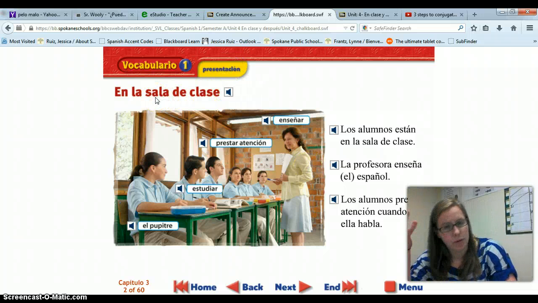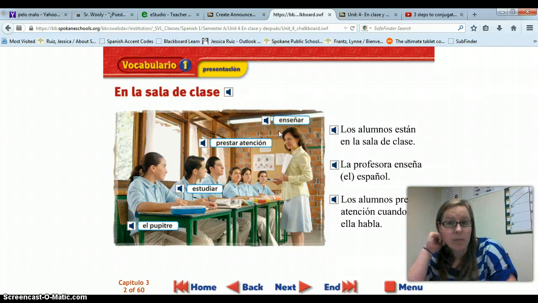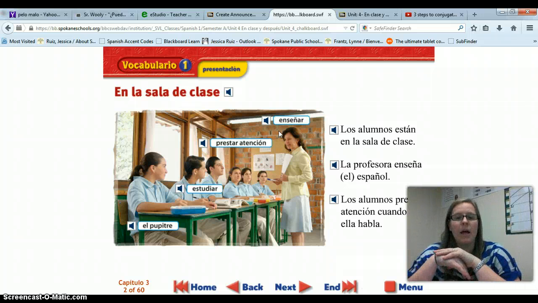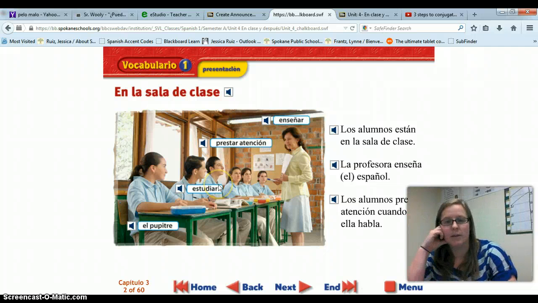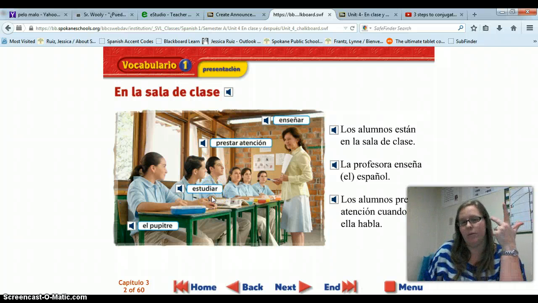So we know sala's room. So la sala de clase is the classroom, right? Enseñar is right above this teacher, and if you look it up, you know it means to teach. So right now I'm teaching you about the vocab. The students are paying attention, so they are prestar atención. Looks like they're getting ready to study, so that would be estudiar. Here we have a noun because it doesn't end in AR, ER, IR, so it can't be a verb, right?